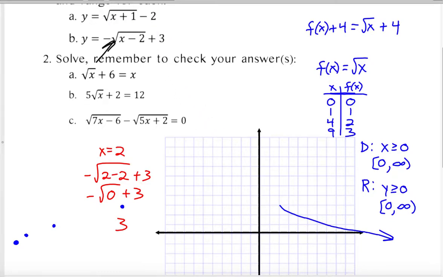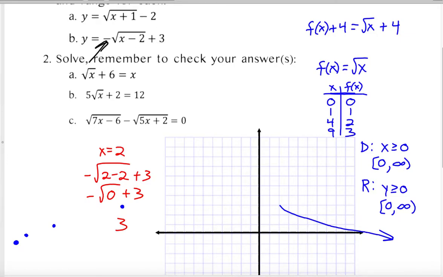But that's how you do the transformations on these graphs. Inside, left or right, is the opposite direction of what the sign is. So +1 means shift it left 1. This would be shift right 2. A number afterwards is up or down. That would shift it down 2. That shifts it up 3.